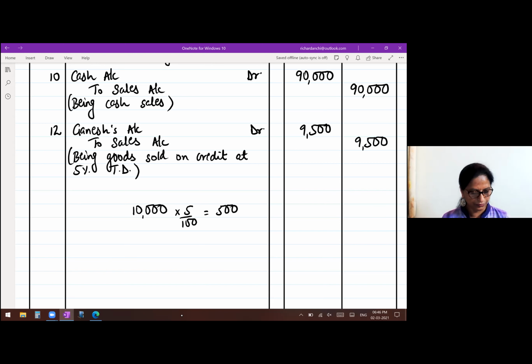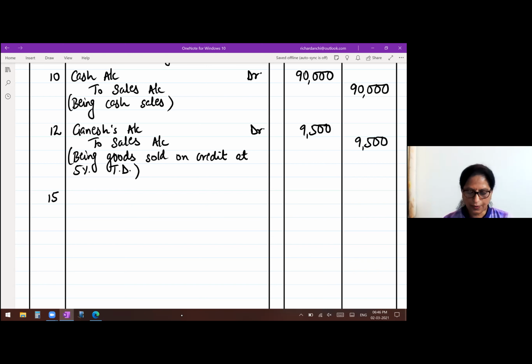Fifteenth, Ganesh returned goods of 950. Okay, now you had sold goods to Ganesh, now he's returning. So when he returns, the goods are coming in. So you have to use the term return inward. Okay, and who is returning? Ganesh. So Ganesh is the giver.